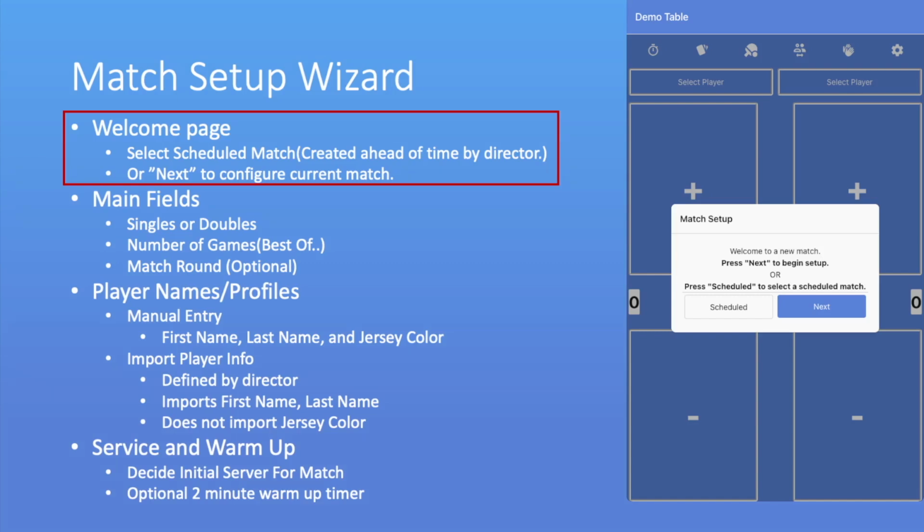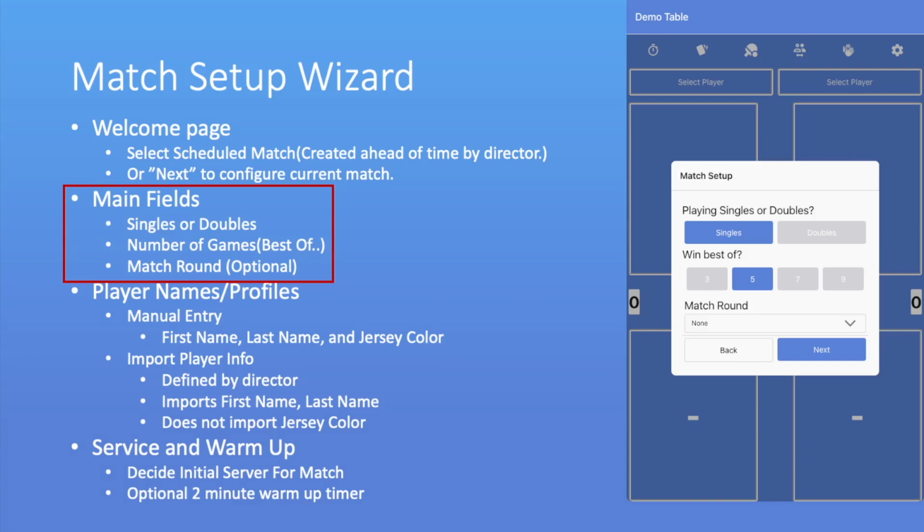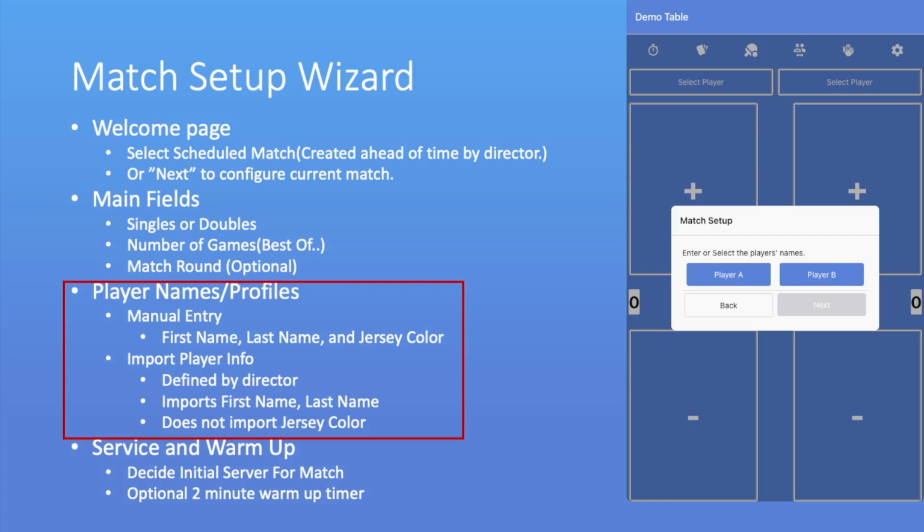If you are not using a scheduled match, you can go ahead and just hit next, and that'll take us to the next page where we can configure some of the main fields. And these main fields are pretty basic for table tennis, mostly just is it singles or doubles? What is the max number of games played, or the best 3 out of 5, best 4 out of 7, and then the match round, which if you're playing in a tournament, select any of the options that are available. And then the next page would be the player names and profiles.